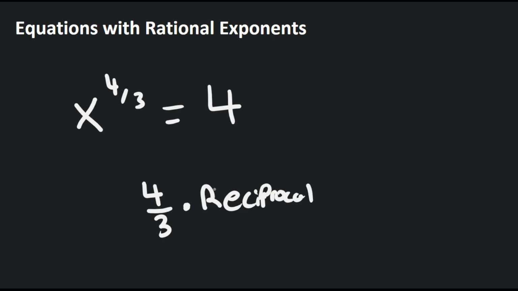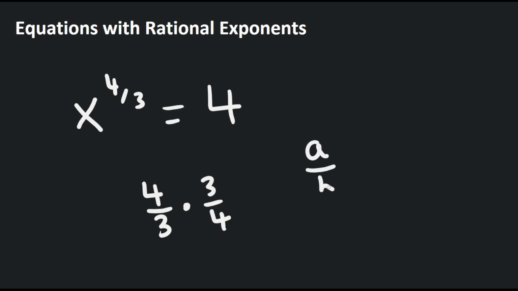So what's the reciprocal of 4 over 3? That's simply the numerator and denominator flipped, so that's 3 over 4. And that works with any fraction. If you have any fraction a over b, the reciprocal is simply the numerator and denominator flipped, so it's b over a.